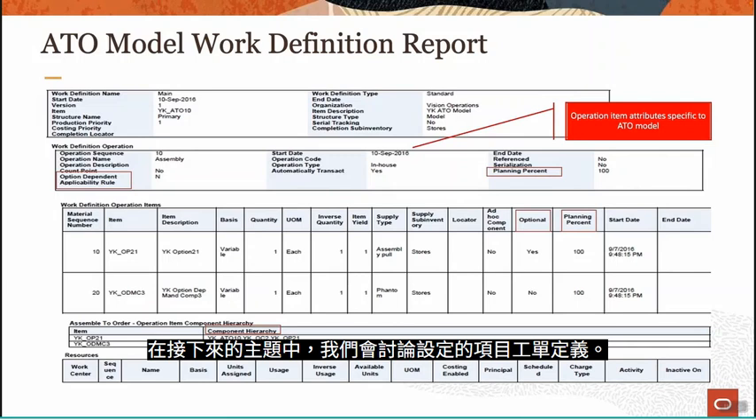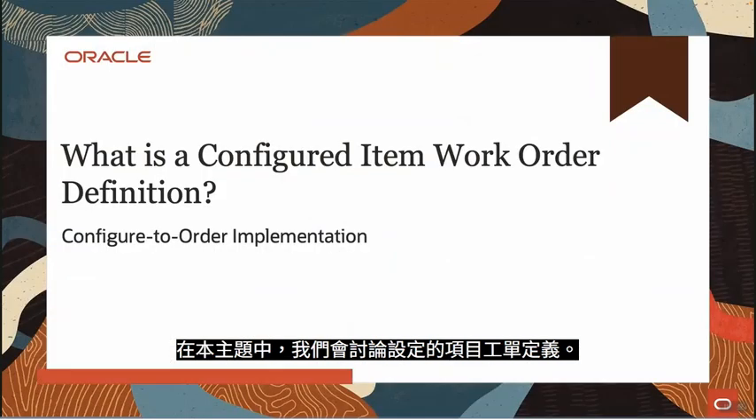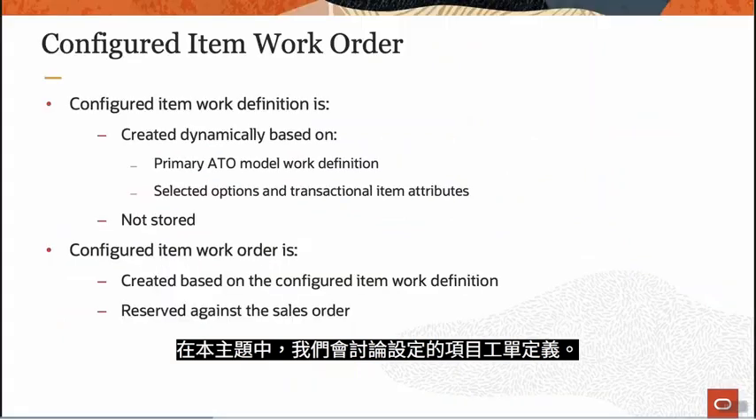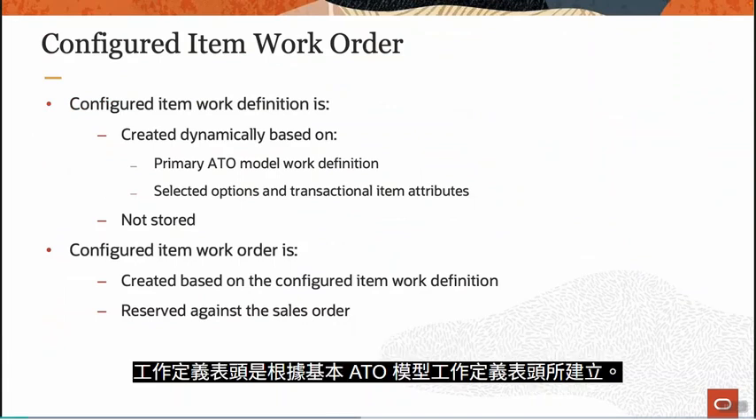Based on the options and transactional item attributes that you select during the configuration process, it includes the corresponding option-dependent operations along with the optional components and related resources. The application also explodes standard items with supply type as phantom under the ATO model and includes the components that make up the item structure. Configured item work definition is not stored. You can't search for configured item work definitions on the user interface.